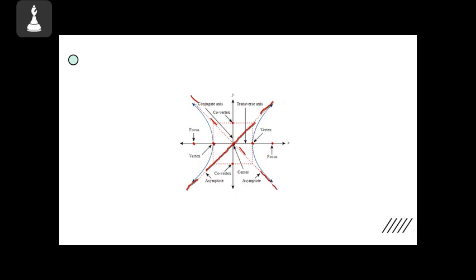And we also have co-vertices that are going to be on the other axis that our graph is not. And just like before, a hyperbola or an ellipse or any of these conic sections can open along the x-axis or they can go along the y-axis. So we will be able to see some on the y-axis as well.